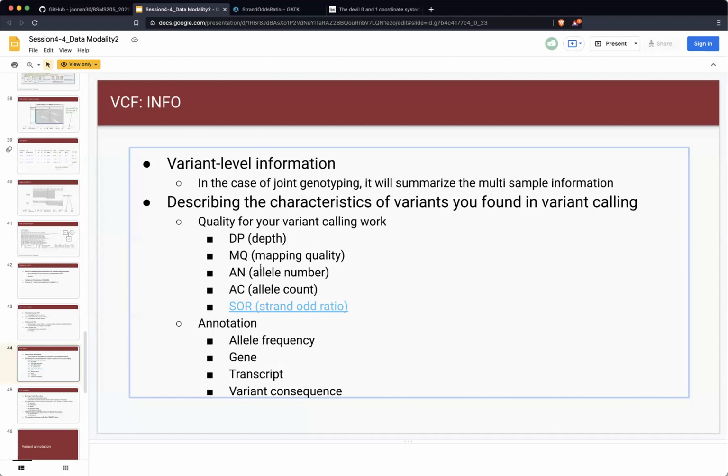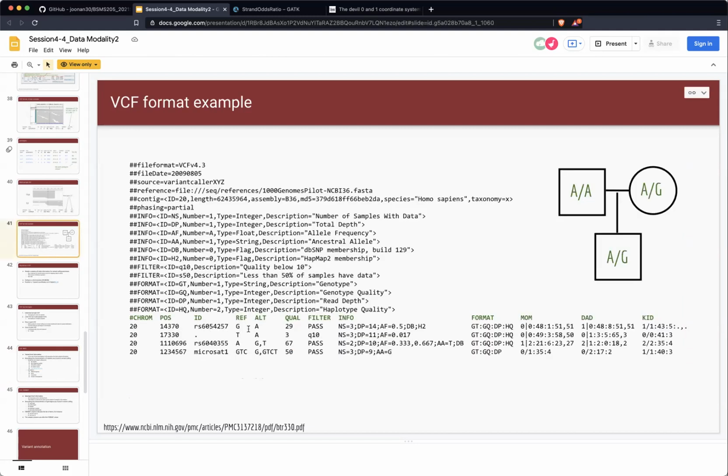Other than these 5 metrics, we have more quality metrics, but I only put the very famous ones in here. And in this INFO column, other than quality metrics, we also have the annotation information. So annotation is the description of the variant consequence. So either how many times it occurs in your samples or in a population, and which gene this variant is located in, or which transcript, or what kinds of variant consequences belong to this variant, right? So if you only have the variant information like in here, then you only have the genotype, the allele information, right? And also the locus, right?